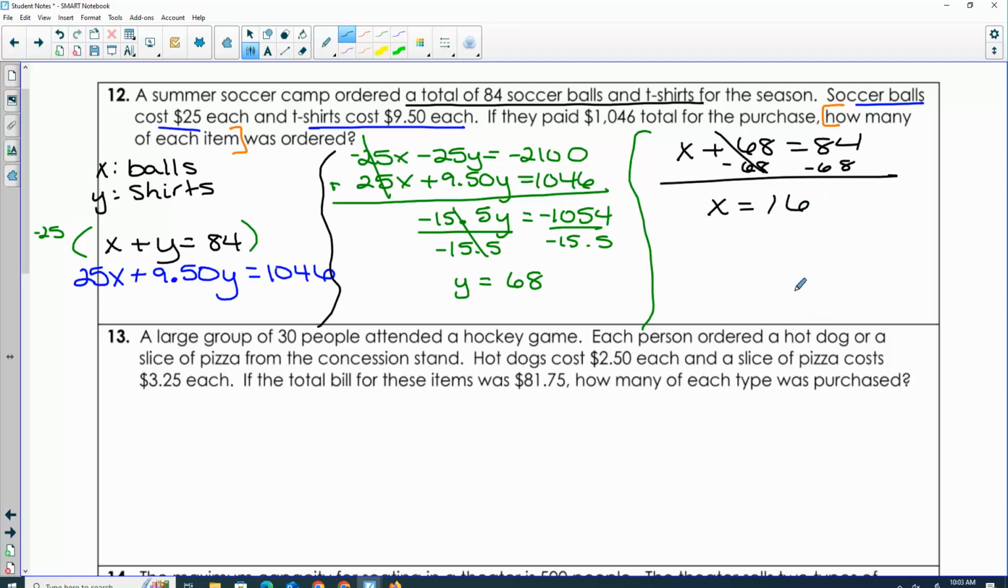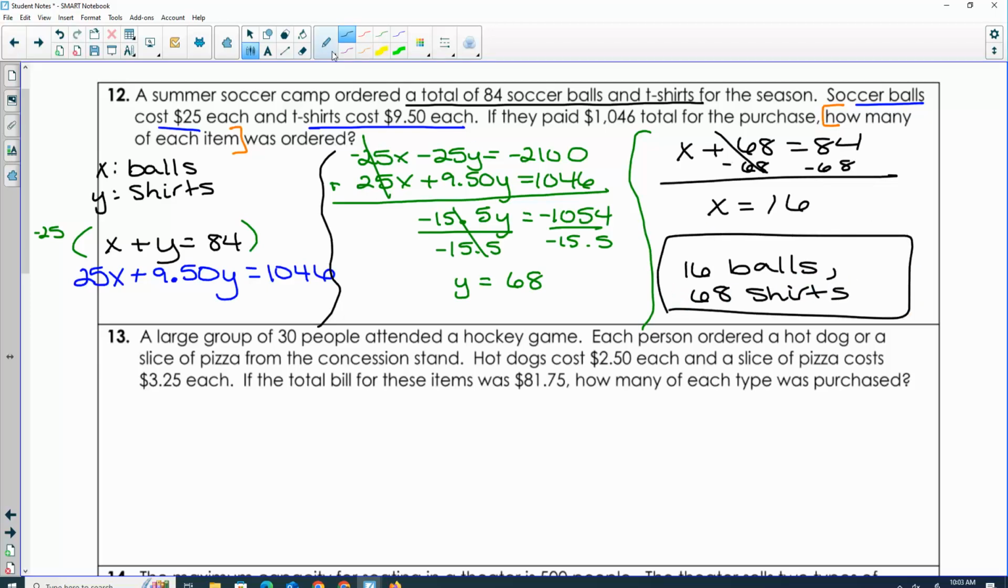X is 16. To answer the question here, you can't just say 16 and 68 because they're different things. X was what? X was the soccer balls, and Y is the shirts. So 68 shirts. So you have to look back when we defined our variables to know, okay, 16, that's the number of soccer balls I had. 68, that's the number of shirts. And label those in our answer.